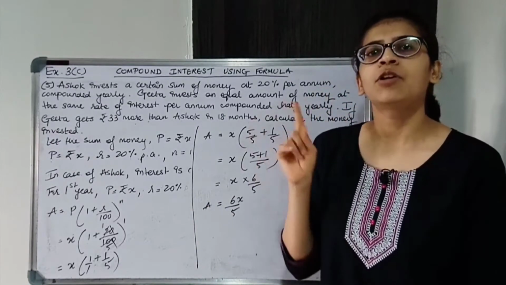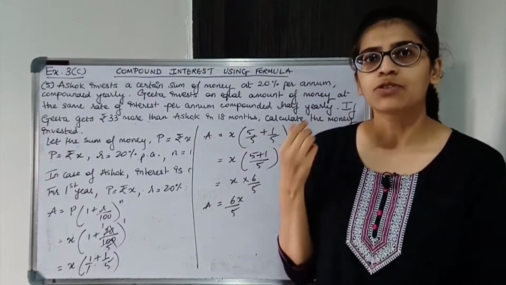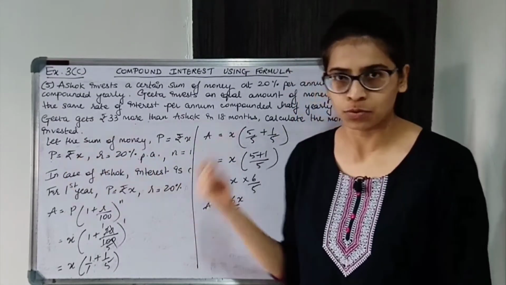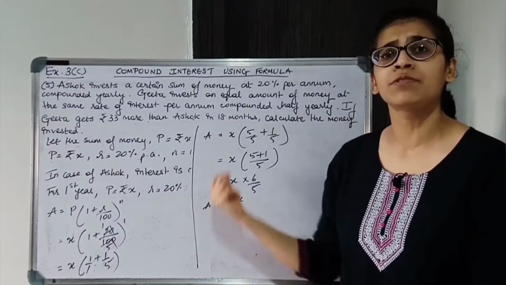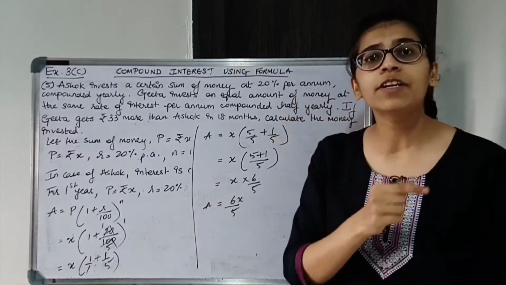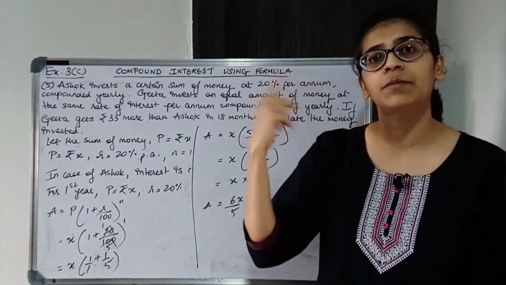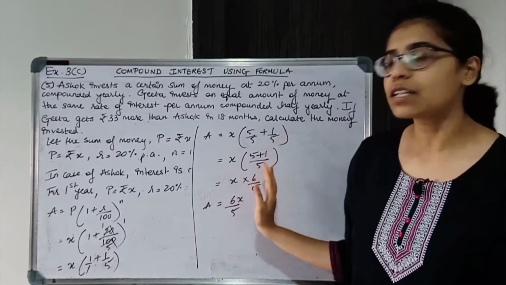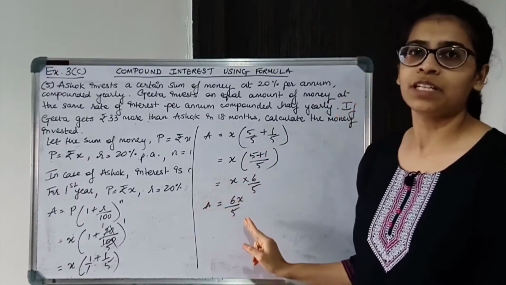We need to find the amount for next half year. So for next half year, we are not going to take X as principal. No. This will become the principal for the next half year. And since it is half year, you will use the modified formula. Divide R by 2 and multiply N by 2. Okay. So let us find the amount for the next half year using this as principal.